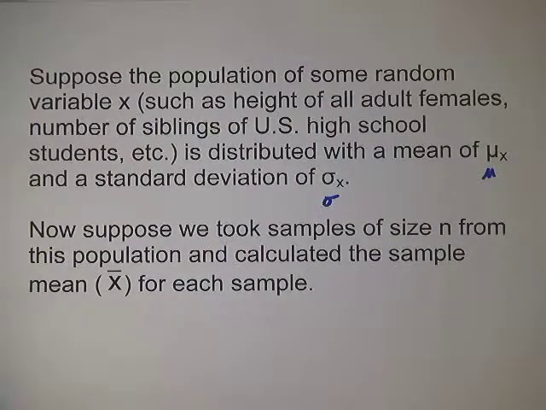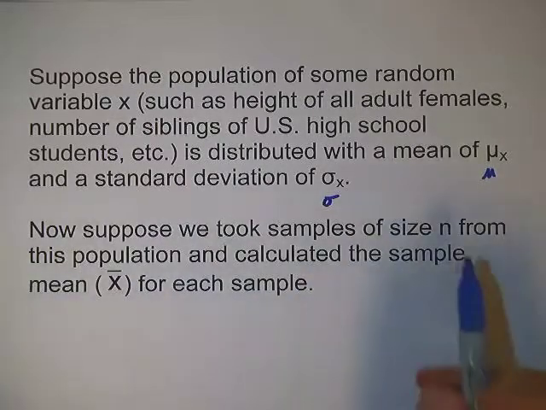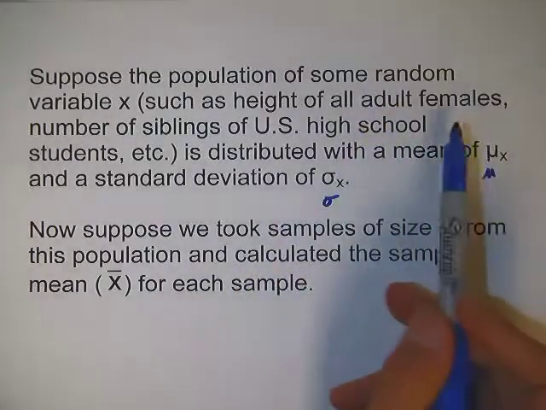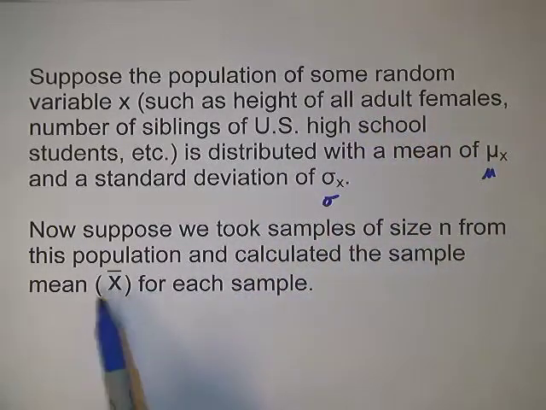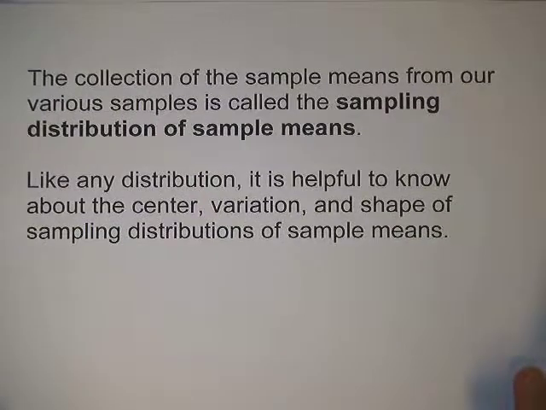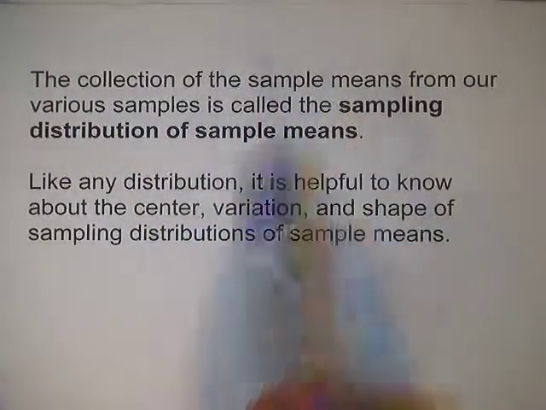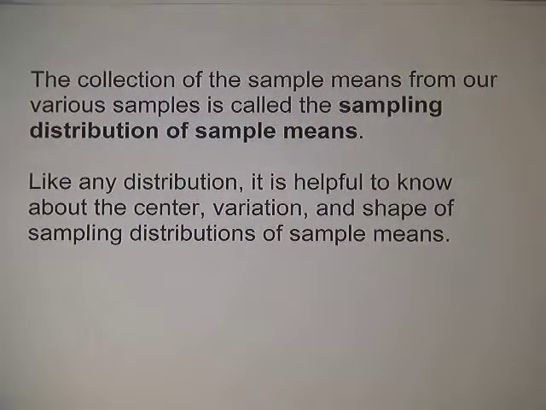Now suppose we took samples of size n from this population and calculated a sample mean x bar from each sample. Let's say we took a sample of 50 adult females. We could then calculate the average height of those 50 females, and we'd represent that using x bar. If we did that multiple times, the collection of those sample means is called the sampling distribution of sample means.